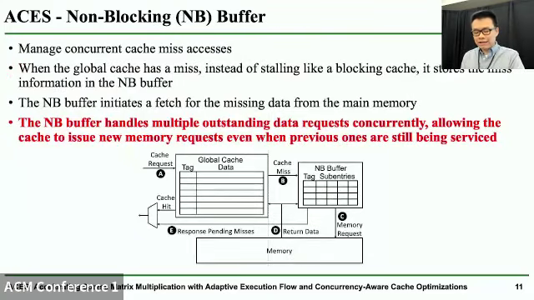So finally, the ASIS incorporates a non-blocking buffer, NB buffer, that manages the concurrent cache miss accesses. When a miss occurs in the global cache, rather than stalling like a traditional blocking cache would, we record the miss information in the NB buffer. The NB buffer then fetches missing data from the main memory. The NB buffer can handle multiple outstanding cache requests concurrently, allowing the global cache to issue new memory requests even when the previous ones are still being serviced.